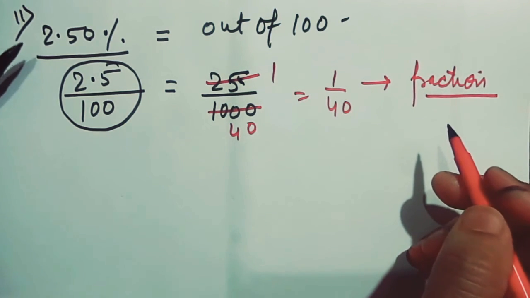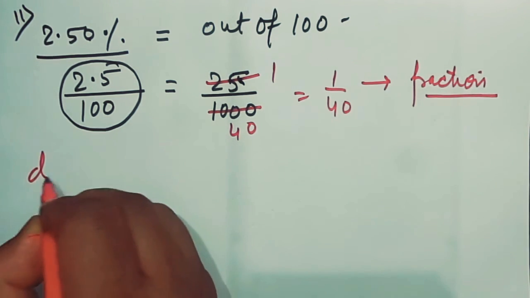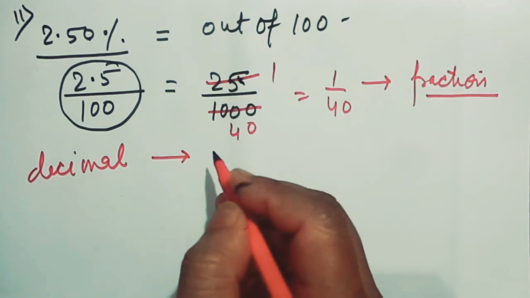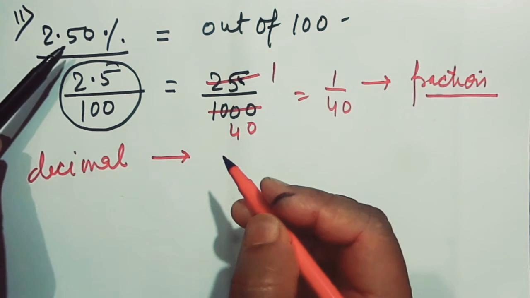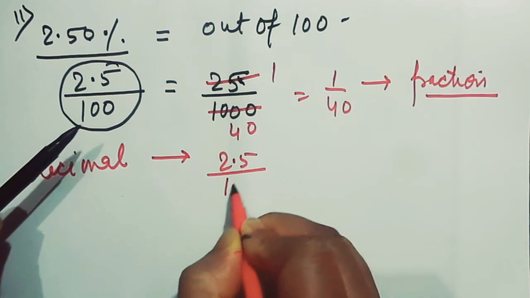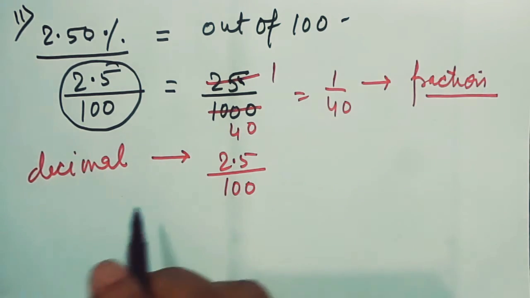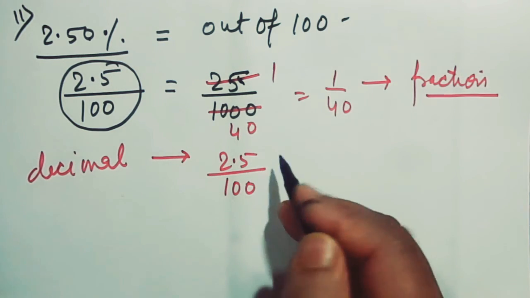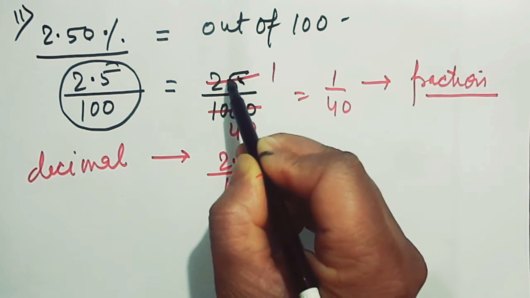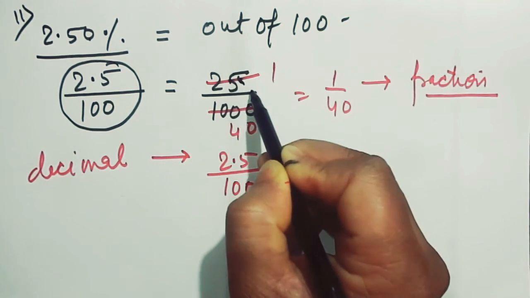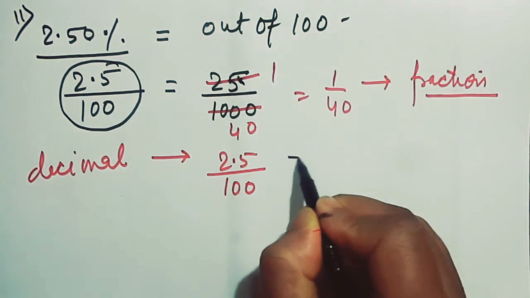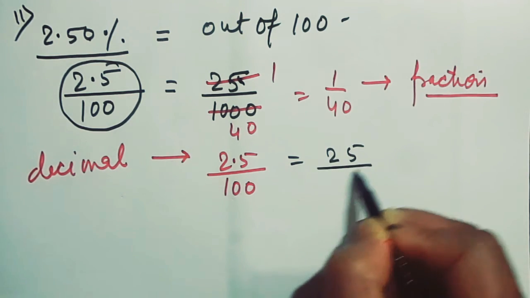Now how to change this 2.5 in decimal form? Let us see. This 2.5 was written as 2.5 by 100. So 2.5 by 100 can be directly changed into decimal form, because as I taught you right now, when we remove the decimal towards your right hand side, we put 10 over here. So this will be 25 by 1000.